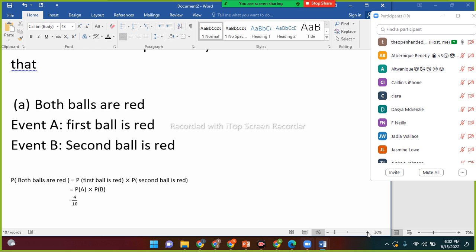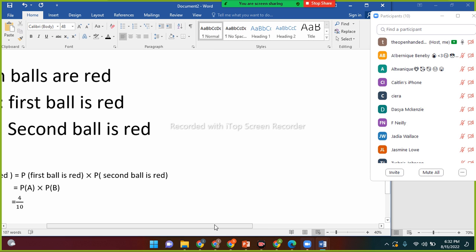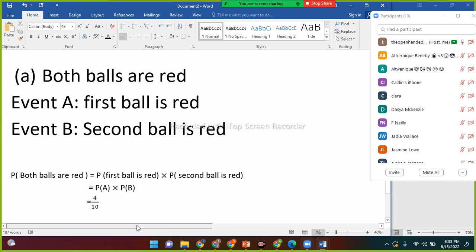It makes sense because in total there are 4 red balls, and there are 10 balls in the whole entire basket. All right, so 4 over 10.